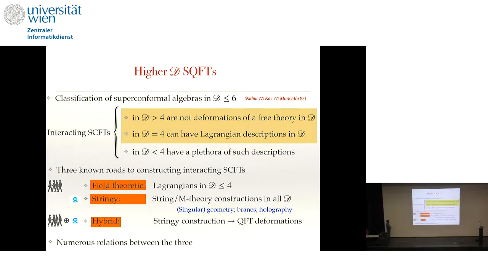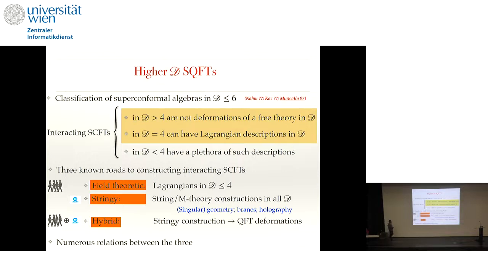And quantum field theories in different numbers of dimensions behave qualitatively differently. So in dimensions bigger than 4, we don't have Lagrangian descriptions of these theories which flow to interacting theories. In dimension equal to 4, we have quite a variety of such descriptions, and in dimensions lower than 4, there is a huge plethora of such descriptions. So we will focus in this talk on dimensionality equal or bigger than 4.